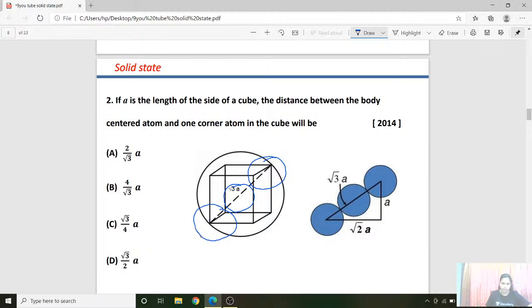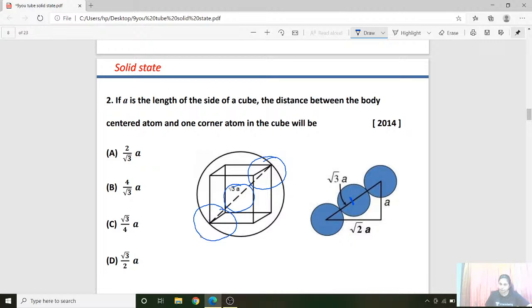Or in other words, let me show it clearly like this. You can see, now, the distance from the body-centered atom, this is the central atom, to the corner atom. So the question is asked, from here to here, the distance between the body-centered atom and one of the corner atoms. So you need to find out. Students, this length is root 3A. This body diagonal is root 3A.